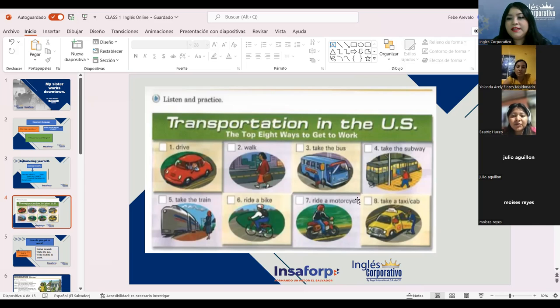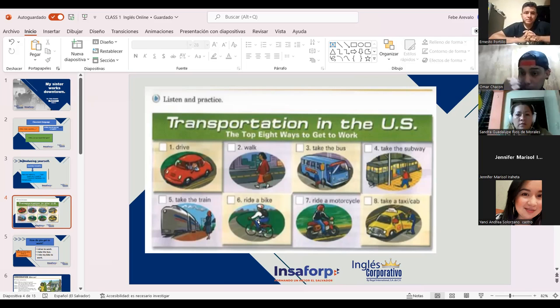So let's go with the next one. Vamos con la siguiente. Sandra, would you like to help us? ¿Le gustaría ayudarnos, please, con el vocabulary? Yes. Drive, walk, take the bus, take the subway, take the train, ride a bike, ride a motorcycle, take a taxi. Excellent, thank you. Okay. Or take a cab, very good.